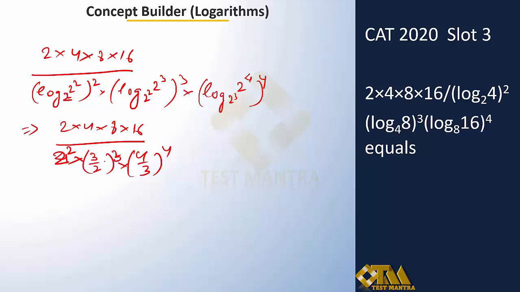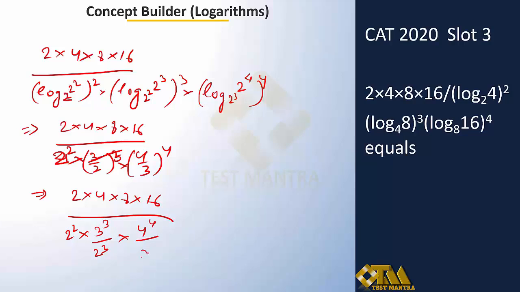This is cube, correct. So let's try to solve some values here. If we take this part, or else I'll just write down the value so that you can work on this completely. It's 2 into 4 into 8 into 16 divided by 2 square into 3 cube by 2 cube into 4 raised to 4 by 3 raised to 4.